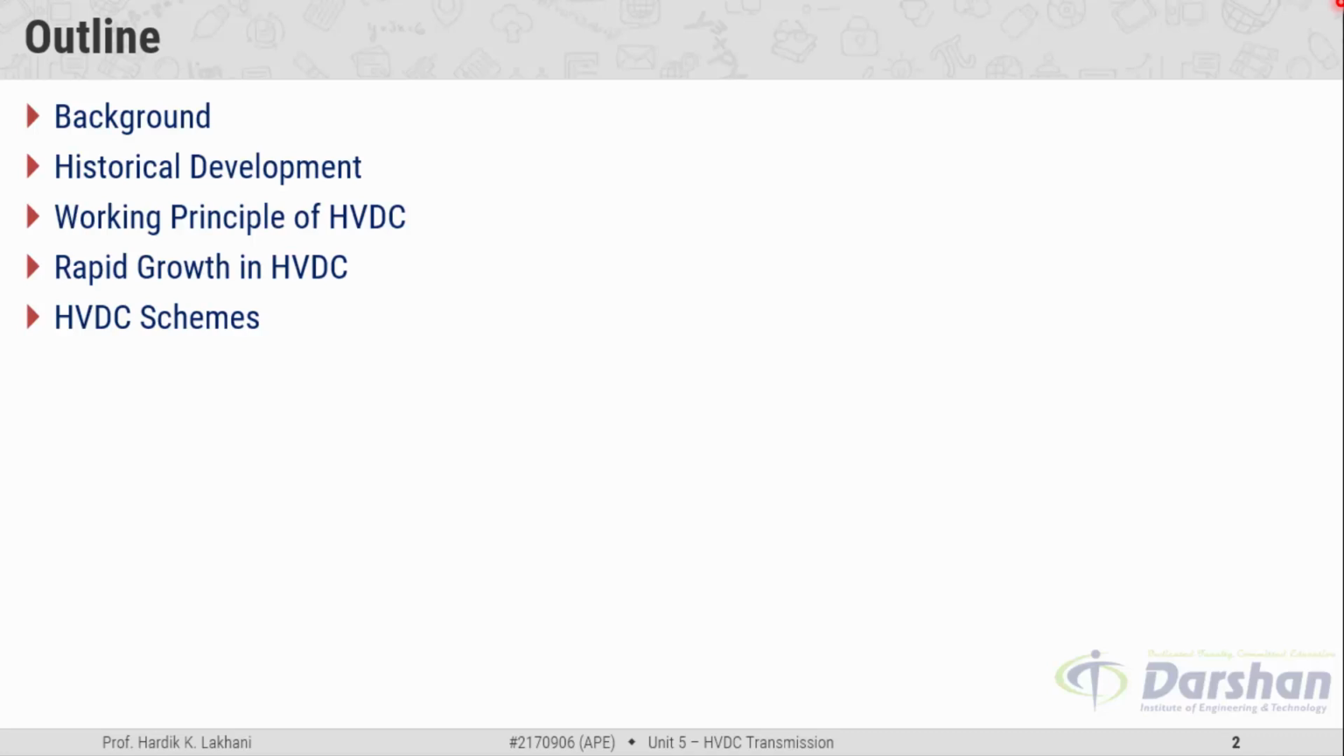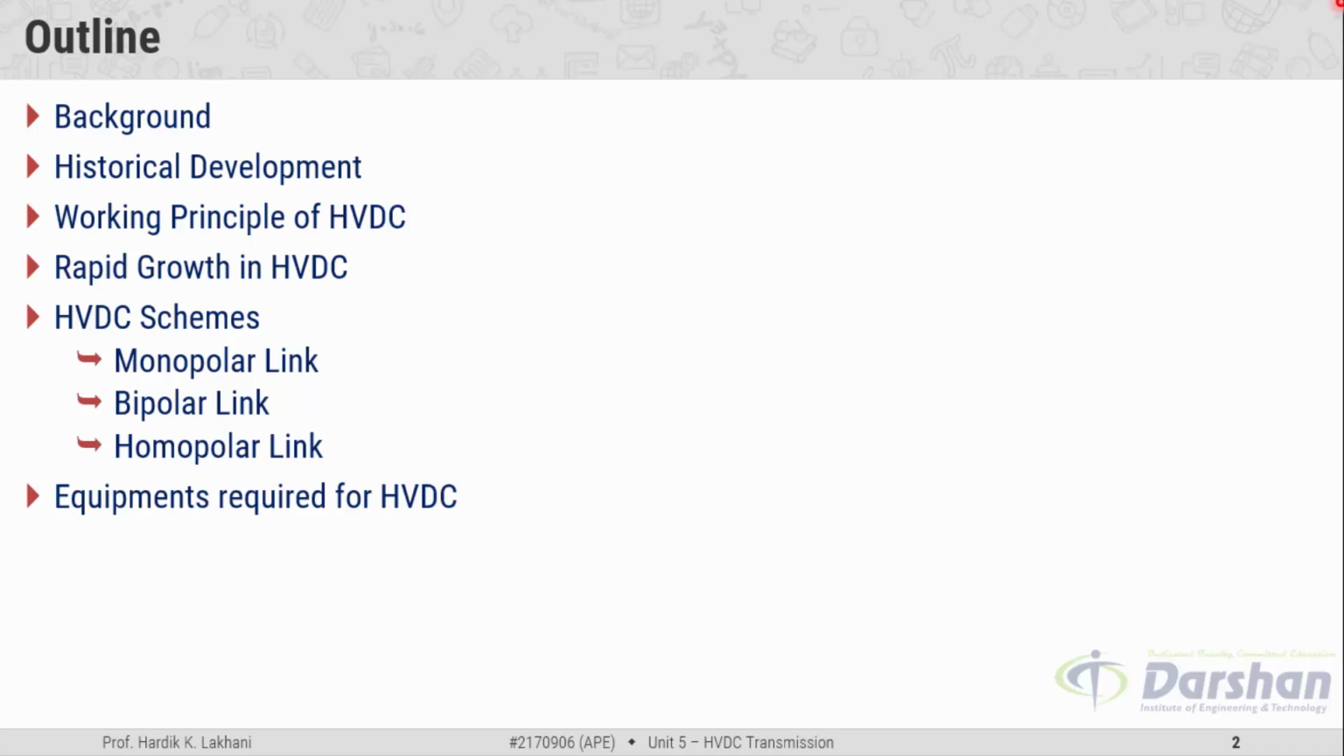Thereafter, we will understand the different schemes of HVDC. The first would be the monopolar link, second is bipolar link, and afterwards homopolar link. So these are the three main schemes of HVDC transmission system. With the help of bipolar link, we will further explore the HVDC transmission system and the equipments required to construct HVDC system. The role of each and every equipment would be discussed in this topic.